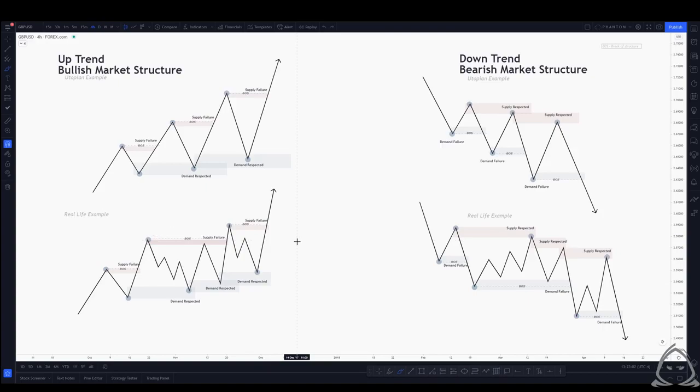And this is the relationship in a bull trend between supply and demand and market structure, that we're seeing demand being respected and supply failing. We might see supply get reactions initially, but ultimately this is when we start looking at our demand zones and asking ourselves, are these going to hold? And if so, should I be expecting a higher high?